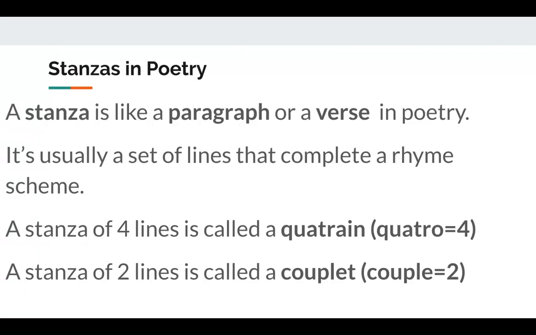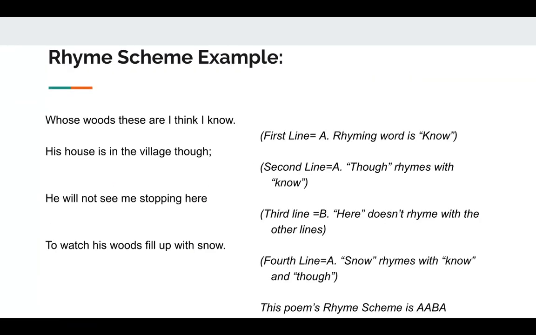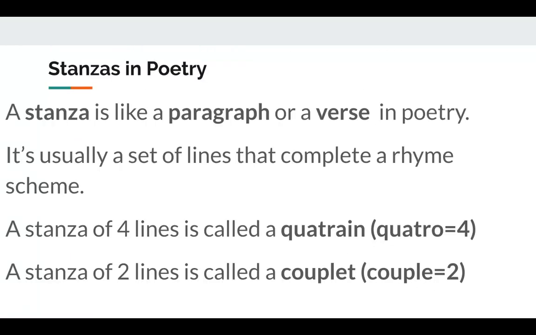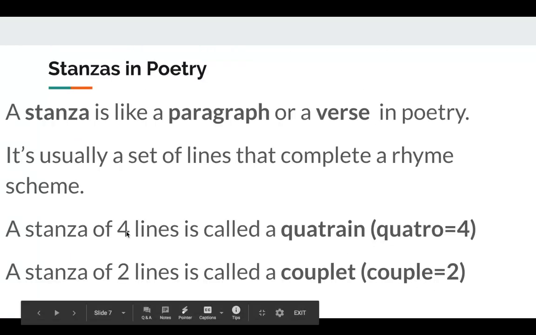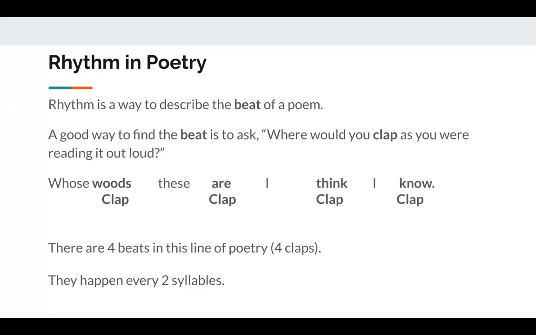Okay, so let's talk about stanzas. Stanzas are just a fancy word for a paragraph or a verse in poetry. Usually it's a set of lines that complete a rhyme scheme. So the last two sets we just looked at, these are both 4-line stanzas because they complete a rhyme scheme. A stanza of 4 lines is usually called a quatrain. So quattro equals 4. That's how you can remember that. A stanza of 2 lines is less common, but it happens, and that is called a couplet because a couple is 2. Okay, simple enough.